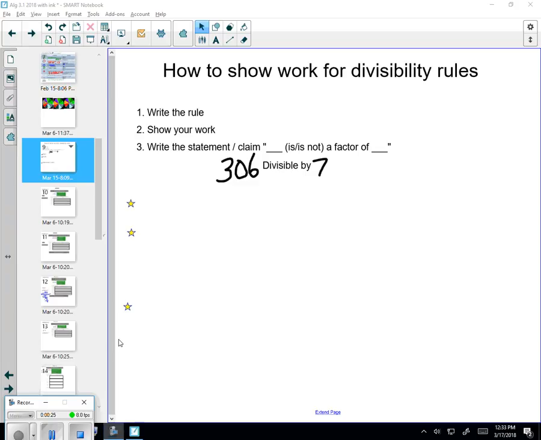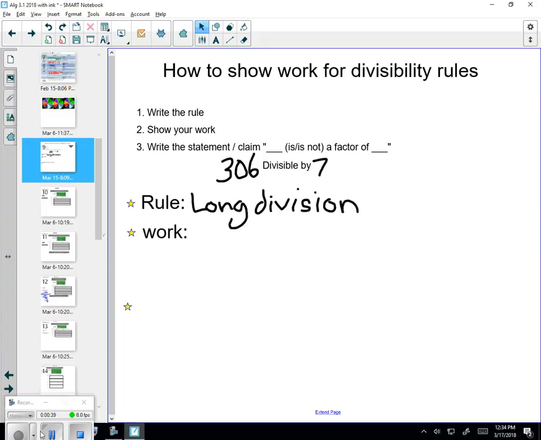To determine if 7 is a factor, or that 306 is divisible by 7, we need to first write out our rule. There's no trick, it's just long division. Next, we're going to need to show our work. 7 goes into 30 4 times. We get 28 when we multiply. Subtract is 2, bring down the 6.